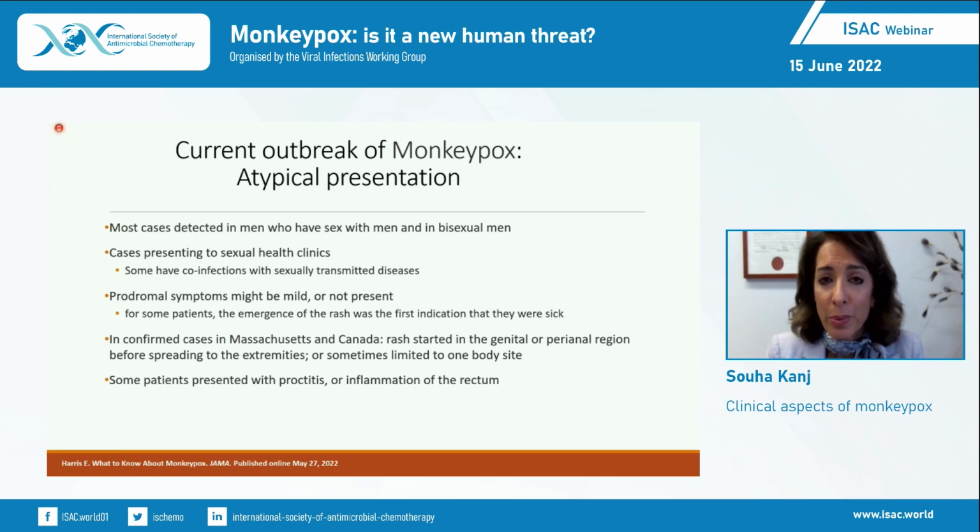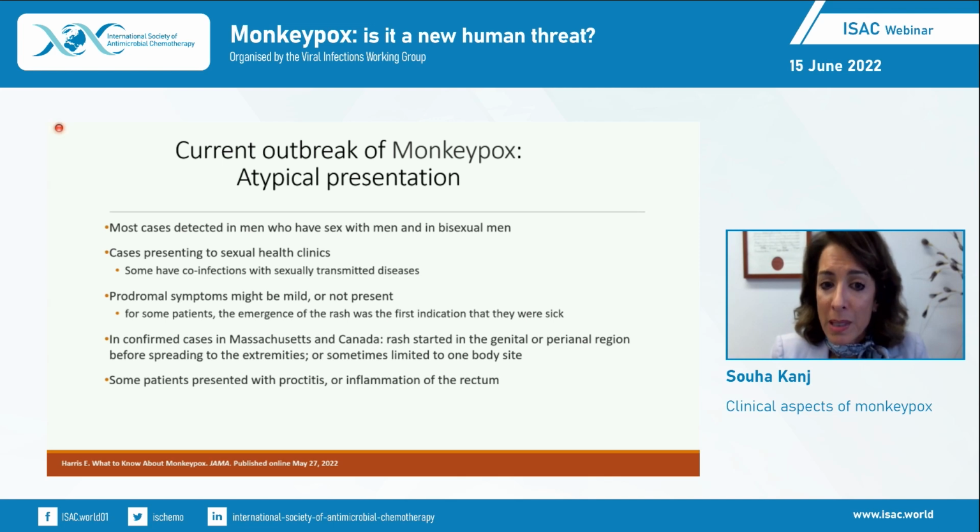Some patients might present with an atypical presentation. In the current outbreak, most cases were detected in men who had sex with men and in bisexual men. Cases presented to sexual health clinics. Some had co-infections with other sexually transmitted diseases. So we need to keep that in mind when we are evaluating the patients.